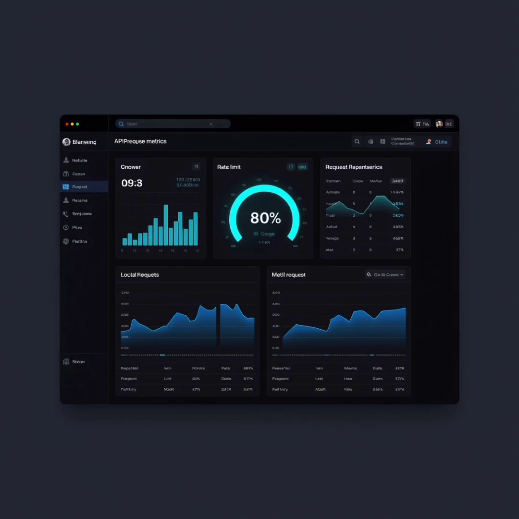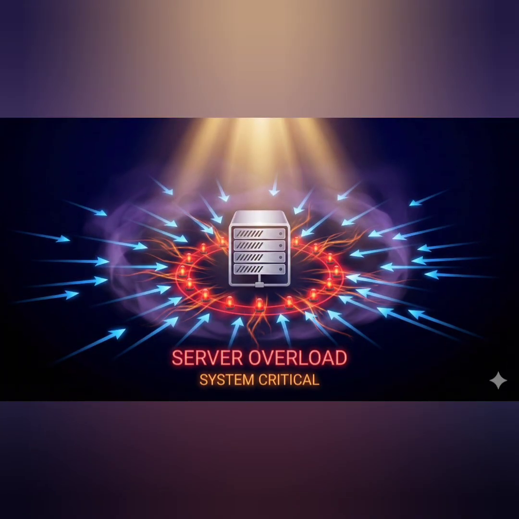Section 1. The problem. Let's start with the problem. Imagine you've built an amazing API, users love it. Then one day a single user accidentally creates an infinite loop in their code. Suddenly they're hitting your endpoint 10,000 times per second. Without rate limiting, your server resources get consumed entirely by this one user.